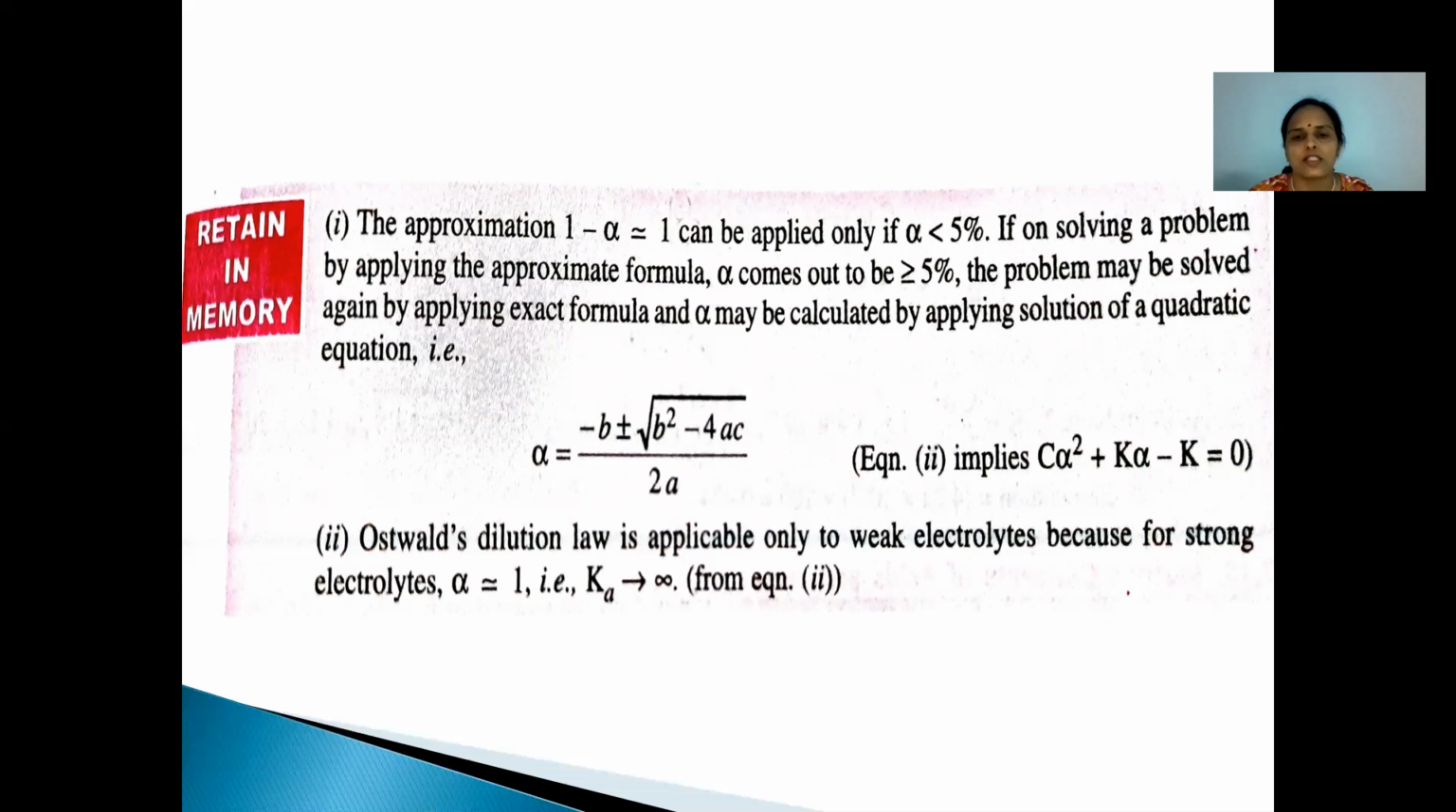Ostwald's dilution law is applicable only to weak electrolytes, because for strong electrolytes, alpha is almost equal to 1. That is, Ka tends to infinity.